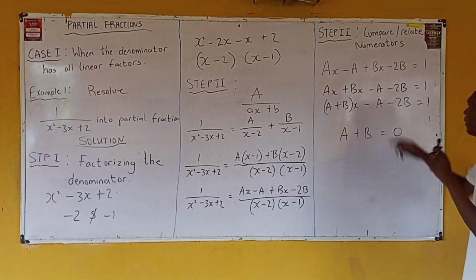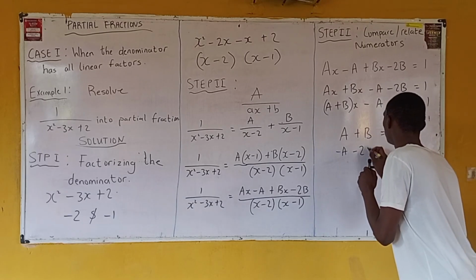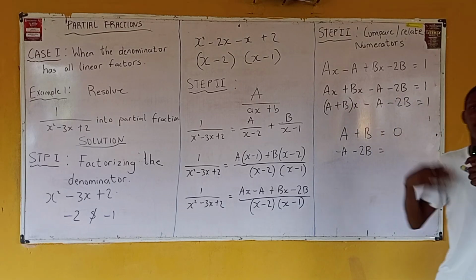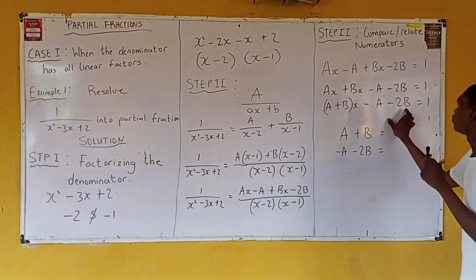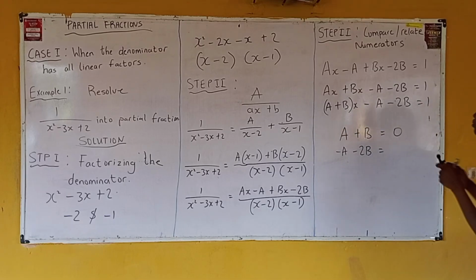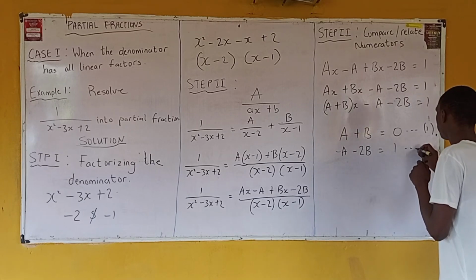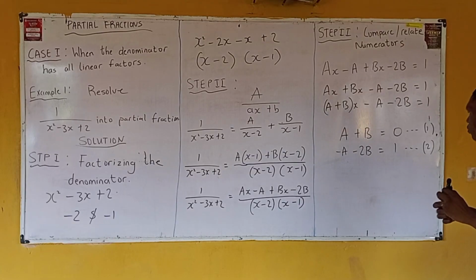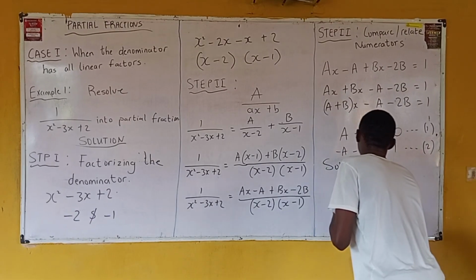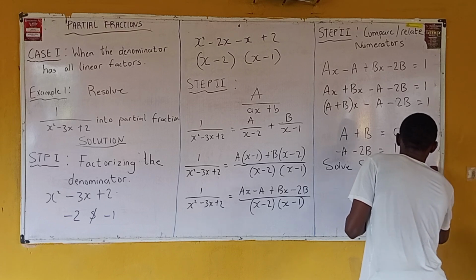Then for the next one, let's look at it. We have minus a minus 2b. We don't have a variable of x, so we are left with minus a minus 2b, which can be equal to 1. So simply say this is equation 1 and this is equation 2. So now we can solve this simultaneously.